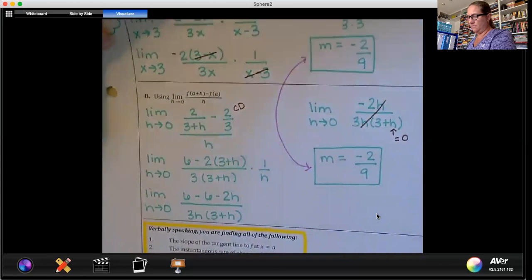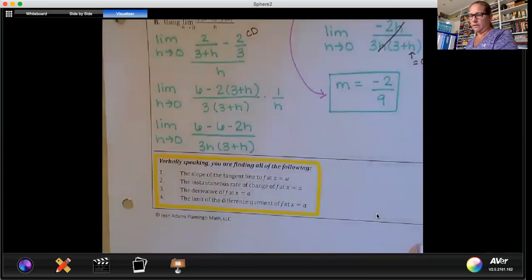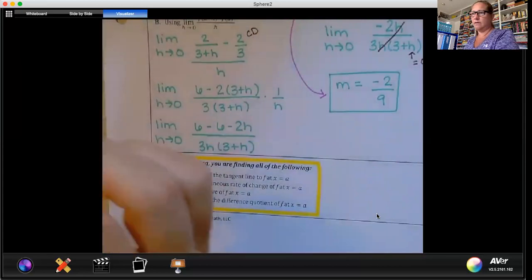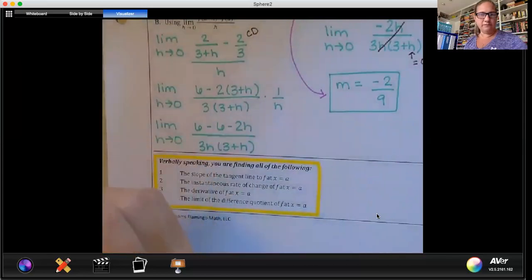So verbally speaking, you're finding all of the following: the slope of the tangent line to f at x equals a, the instantaneous rate of change of f at x equals a, the derivative of f at x equals a, and the limit of the difference quotient of f at x equals a.